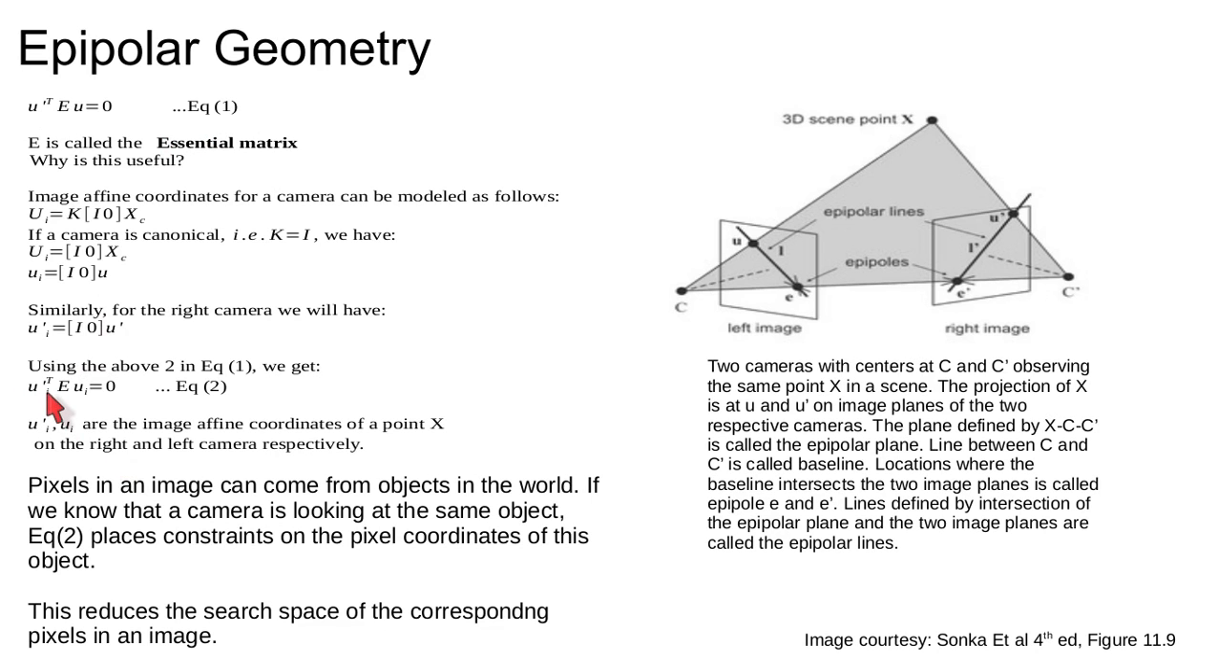Ui dash transpose multiplied with the essential matrix and multiplied by ui is equal to 0, where ui dash and ui are the image affine coordinates of a 3D scene point x, on the right and left camera. You will remember from our previous discussion that the image affine coordinates are giving us the column and row values of individual pixels.